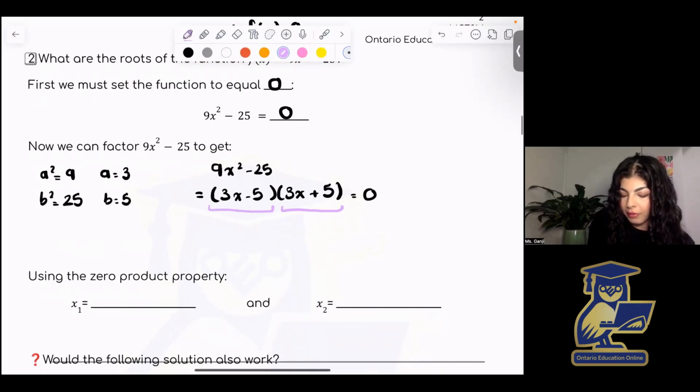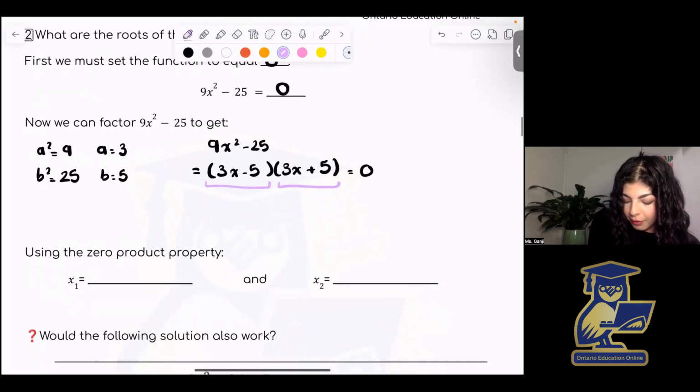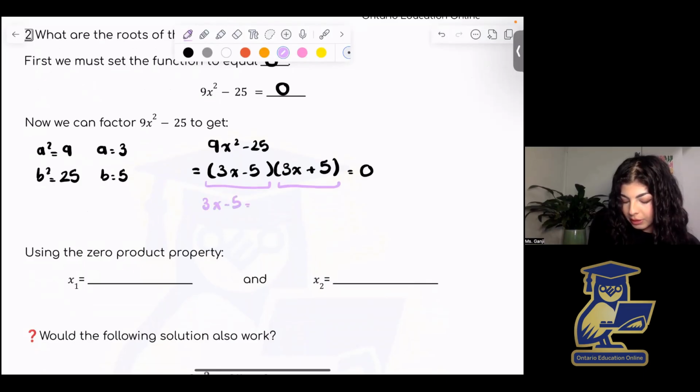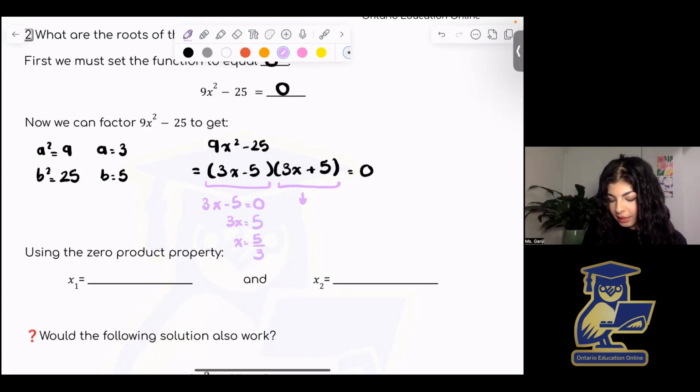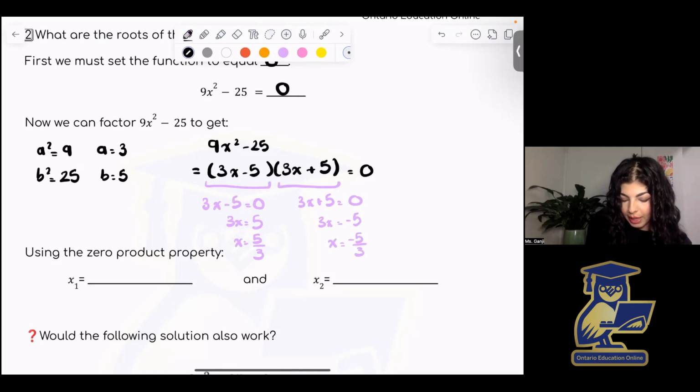Let's look at each of those scenarios. If 3x minus 5 is equal to 0, then 3x is equal to 5 and x equals 5 over 3. In this case, 3x plus 5 is equal to 0, so 3x is equal to -5, and x is equal to -5 over 3. We'll just rewrite that here. So this one was 5 over 3 and -5 over 3.